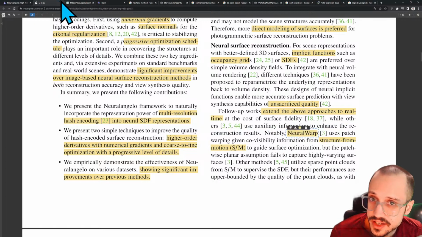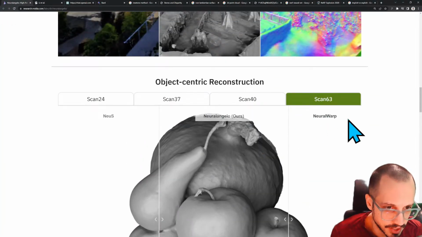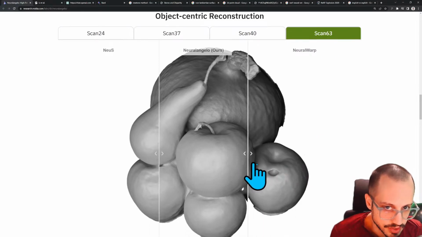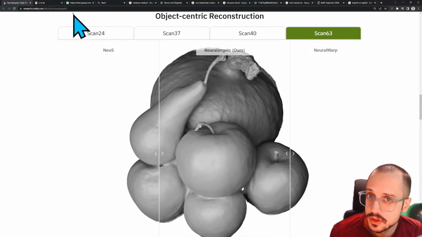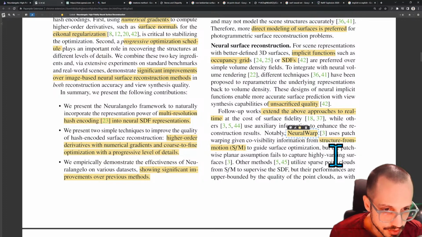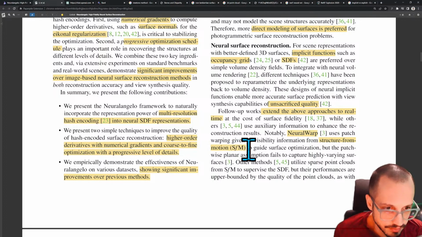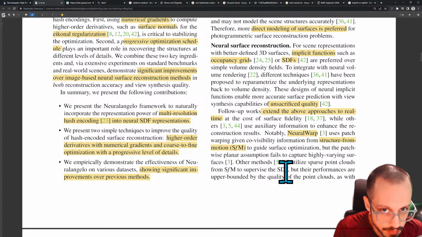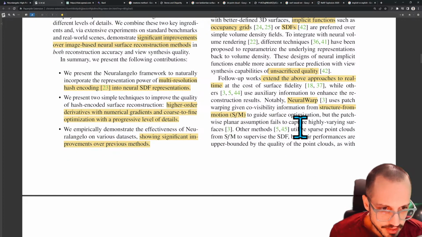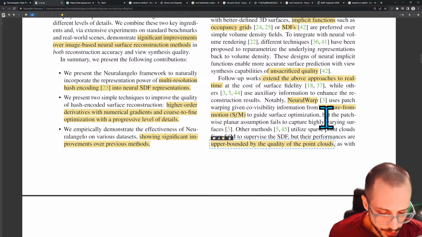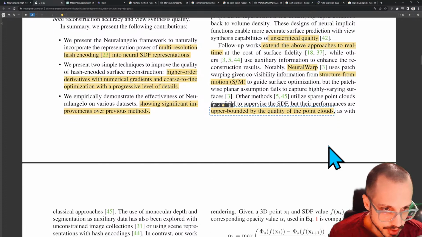Neural Warp is, I think, the technique that they're comparing to here. Yeah, this one here, Neural Warp. So Neural Warp does some fancy things to use the extra information of the motion in order to improve the surface quality. Other methods utilize sparse point clouds from SfM to supervise the SDF, but their performance is upper bounded by the quality of the point clouds. Yeah, so if your point cloud is bad, the actual reconstruction is going to be bad.